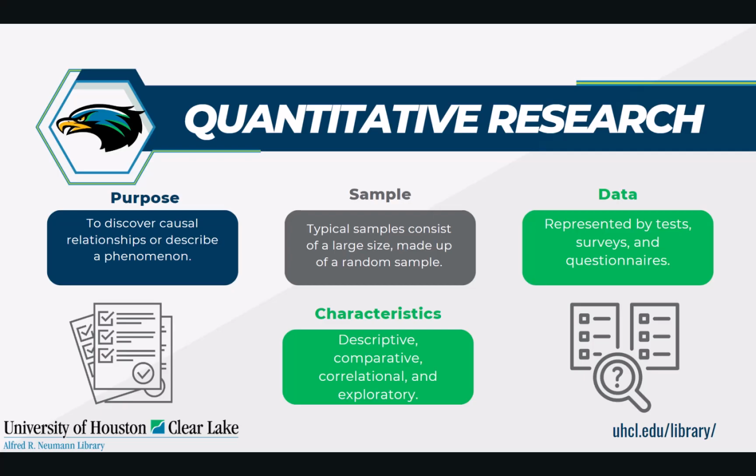First, let's go ahead and start with the differences between quantitative and qualitative research. Quantitative research typically has a purpose to discover a causal relationship or relationships, or it can describe a phenomenon. The sample size will usually be random and large, and the data will be represented by tests, surveys, and questionnaires. You will also see characteristics such as descriptive, comparative, correlation, and exploratory. These are some keywords to look for if you're looking for quantitative research.